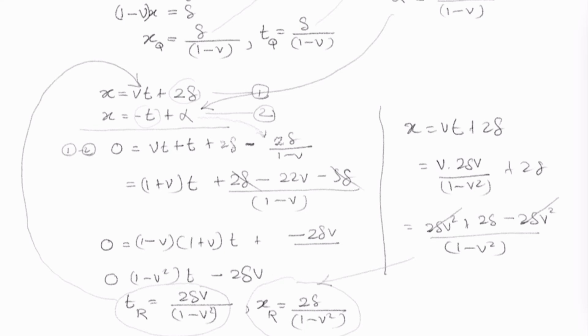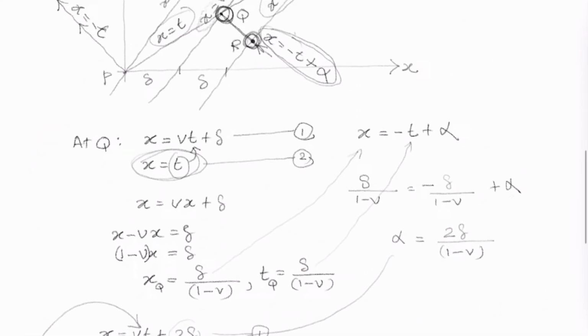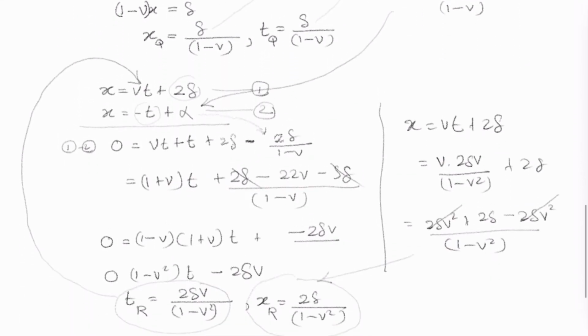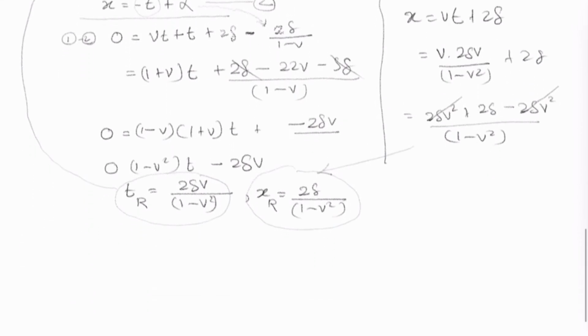Now the question is, what will be the trajectory of R when delta varies? Since we know the coordinates of point R, we can solve it. We can substitute delta from x_R to t_R. Look at this 2 delta over 1 minus v squared. This is x_R. Therefore, t_R equals v times x_R. T equals vx.